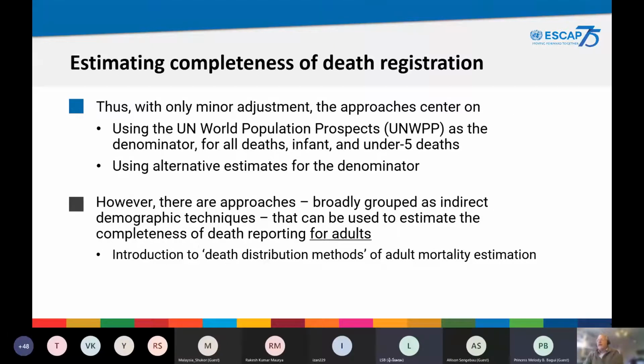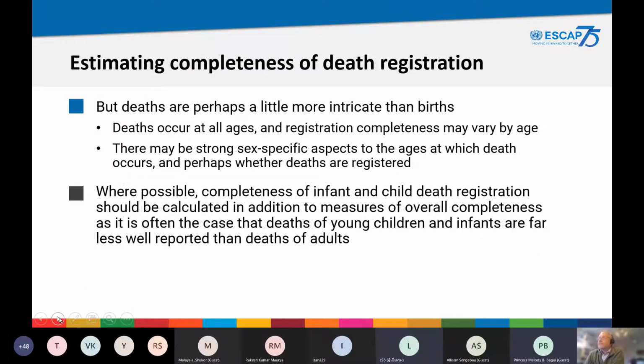So with only very minor adjustments, the standard approach is centered on using the UN World Population Prospects, the UNWPP data, as the denominator for the estimation of deaths, infant deaths, and under-5 deaths. And we'll be talking a little bit about alternative estimates of the denominator as well. But as I've just mentioned on the previous slide, there are approaches, broadly grouped or described as indirect demographic techniques, that can be used to estimate the completeness of deaths reported for adults. And I'm going to give some introduction to that as well.